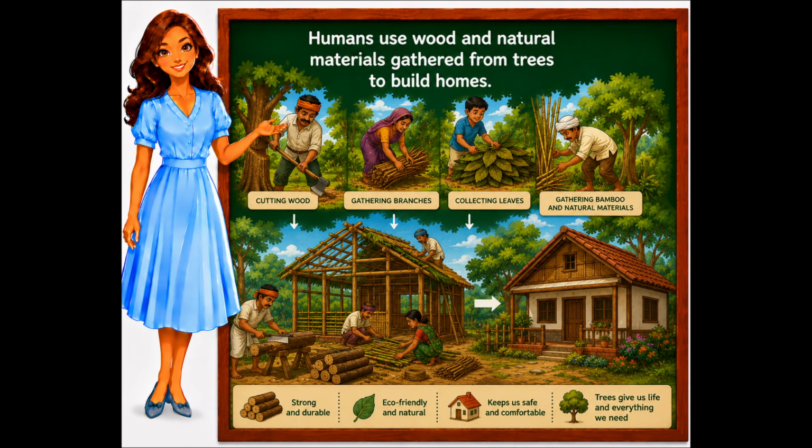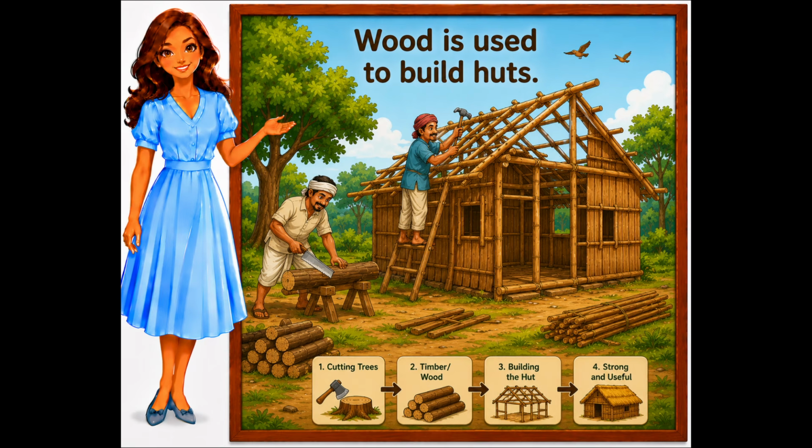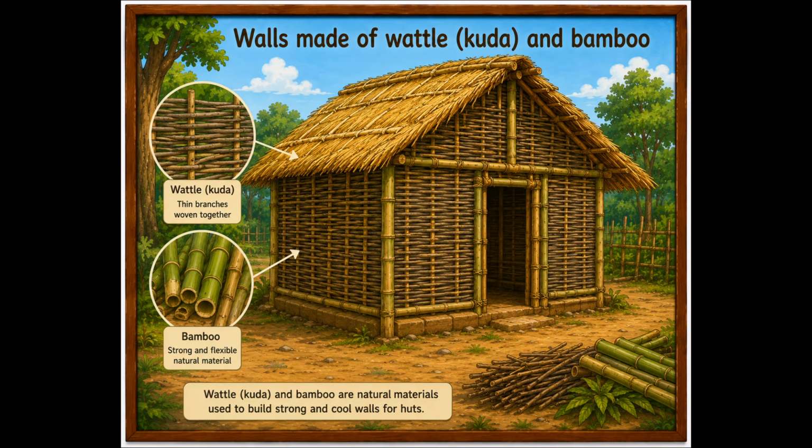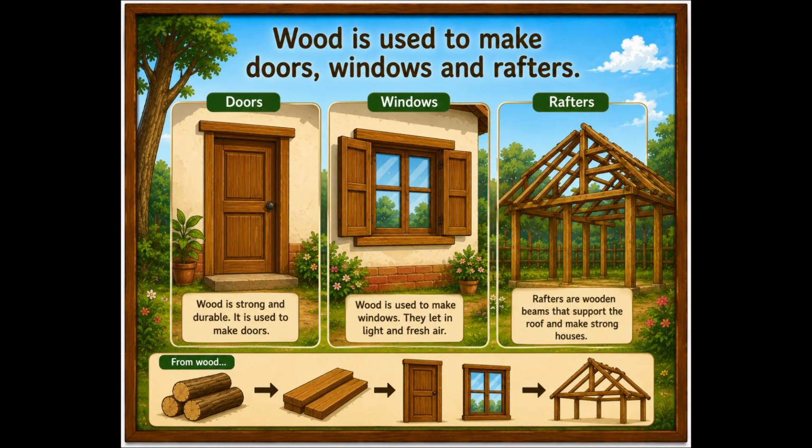Now humans use wood and natural materials gathered from trees to build different types of homes. Let us see. We use wood to build huts. Walls are made of wattle and bamboo. Wood is also used to make essential parts like doors, windows and rafters.